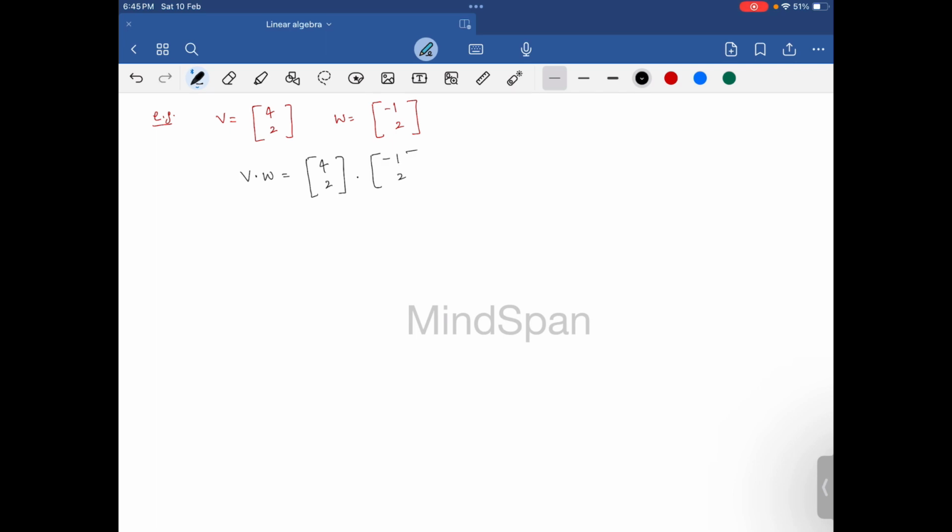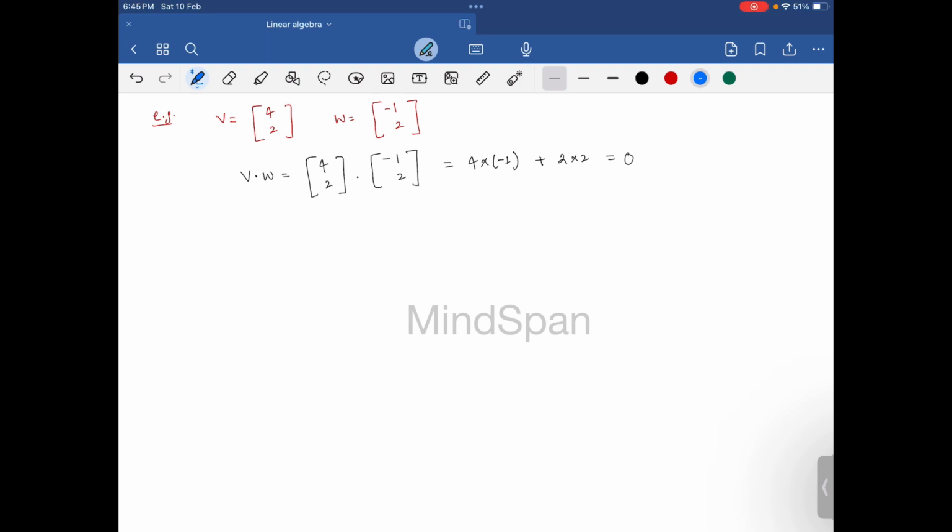So with (4, 2) and (-1, 2), we simply multiply the components, these two components and these two components, so 4 into -1 and 2 into 2, and then we add these two. So what we get is 0, right? And every time we get a 0 in mathematics, that means there is something special going on.